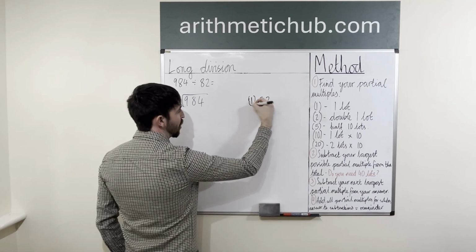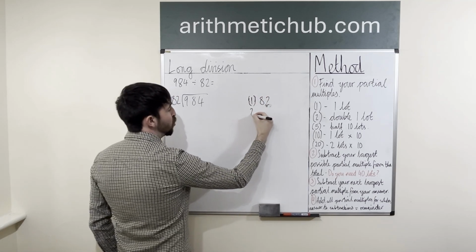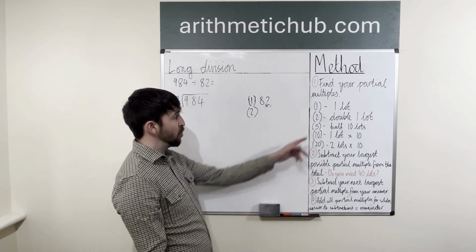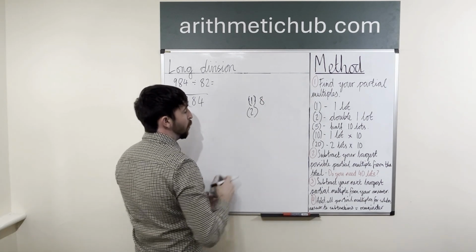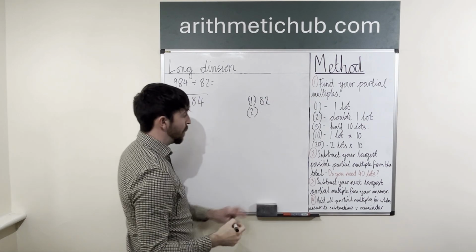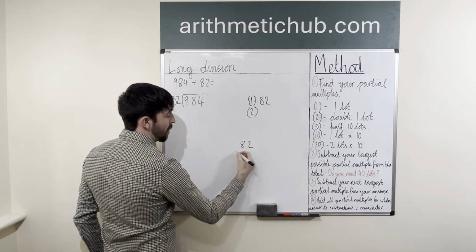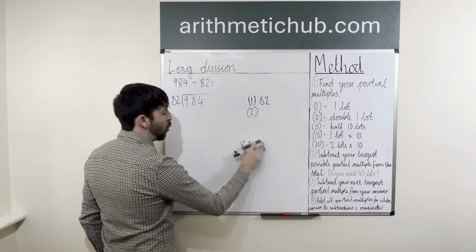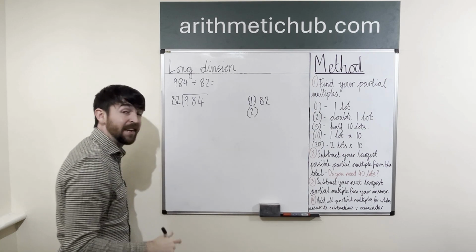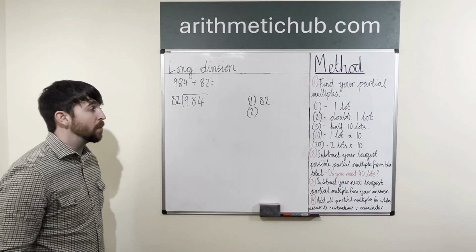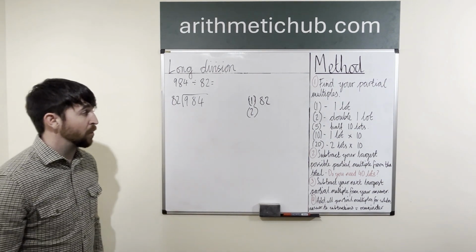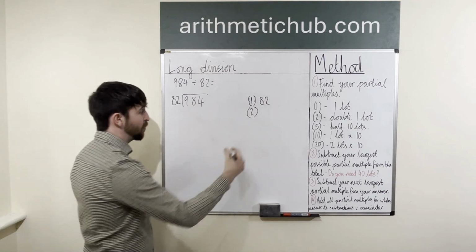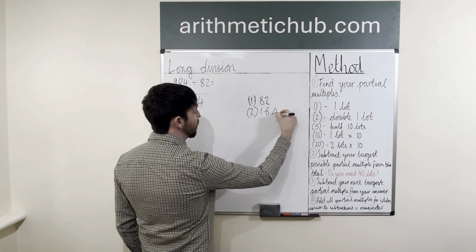Let's make that a little bit bigger, shall we? 2 lots of 82. To find 2 lots, all I need to do is double 1 lot. I can do that by putting it in like this, 82 times 2. Or what I can also do is say, right, I can double 80. I know double 80 is 160. And I can double 2. I know double 2 is 4. 160 plus 4 is going to give me 164.